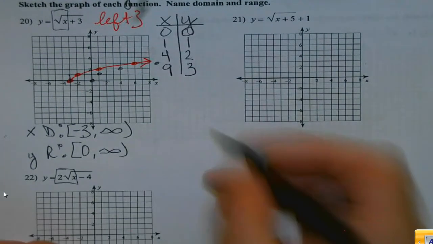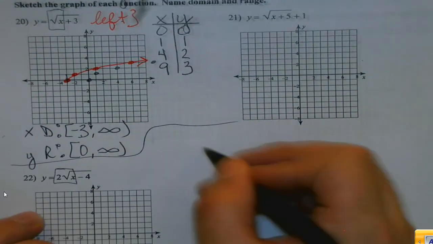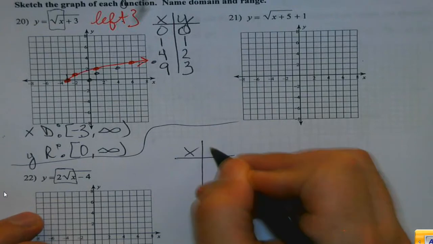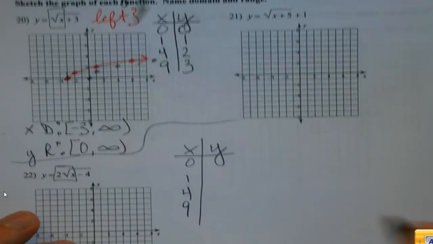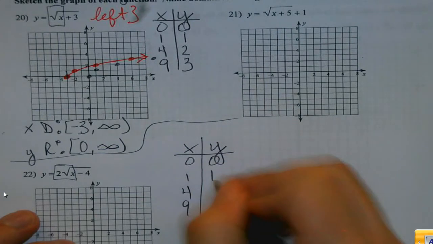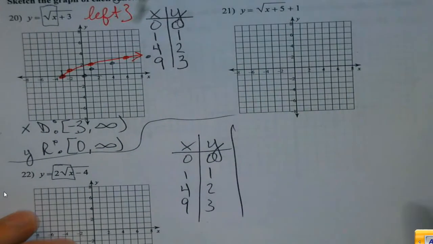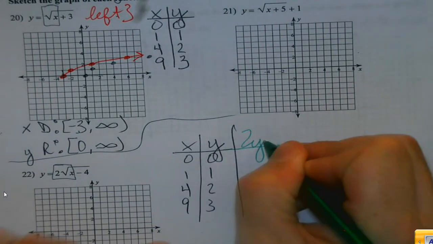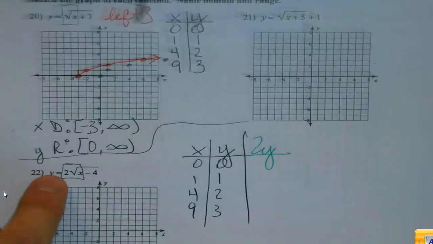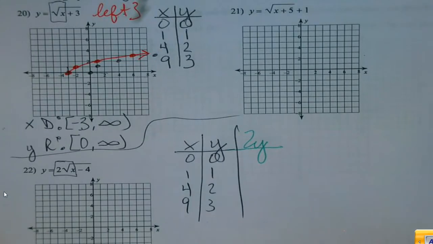So what's that mean? Well, what that means, my parent x points aren't going to change. Second column, not going to change. The issue here is we're going to have a third column because of that number in front. And notice I put 2y, which means I'm going to multiply all my y values by 2.